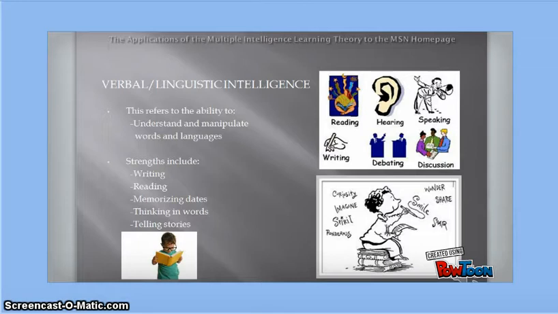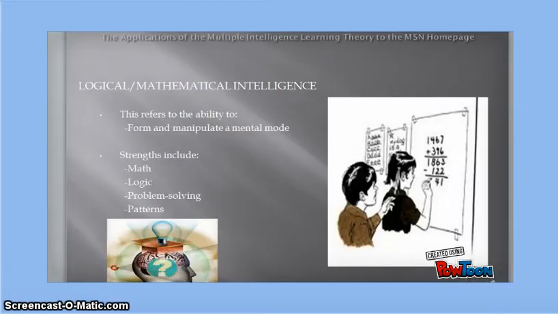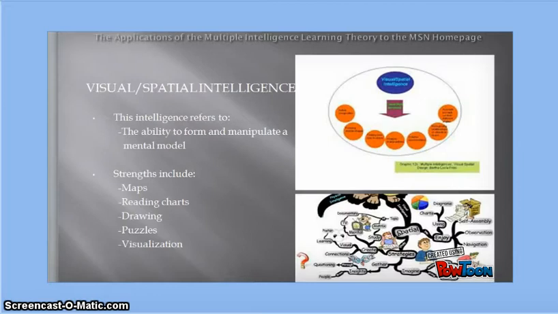We're going to start with the verbal linguistics intelligence. This refers to the ability to understand and manipulate words and languages. Next is the logical or mathematical intelligence. And this refers to the ability to form and manipulate a mental model. The visual spatial intelligence. And this intelligence refers to the ability to form and manipulate a mental model.